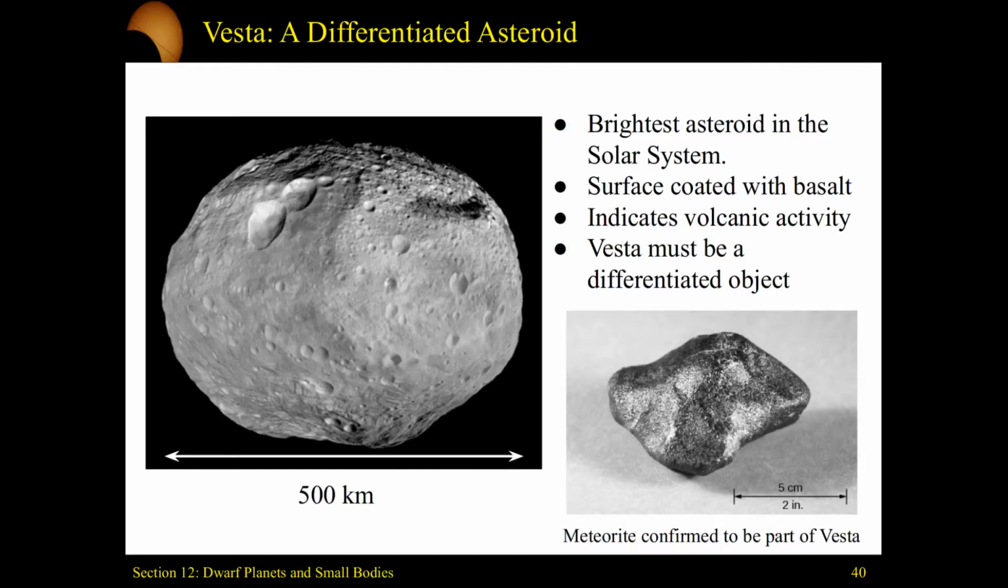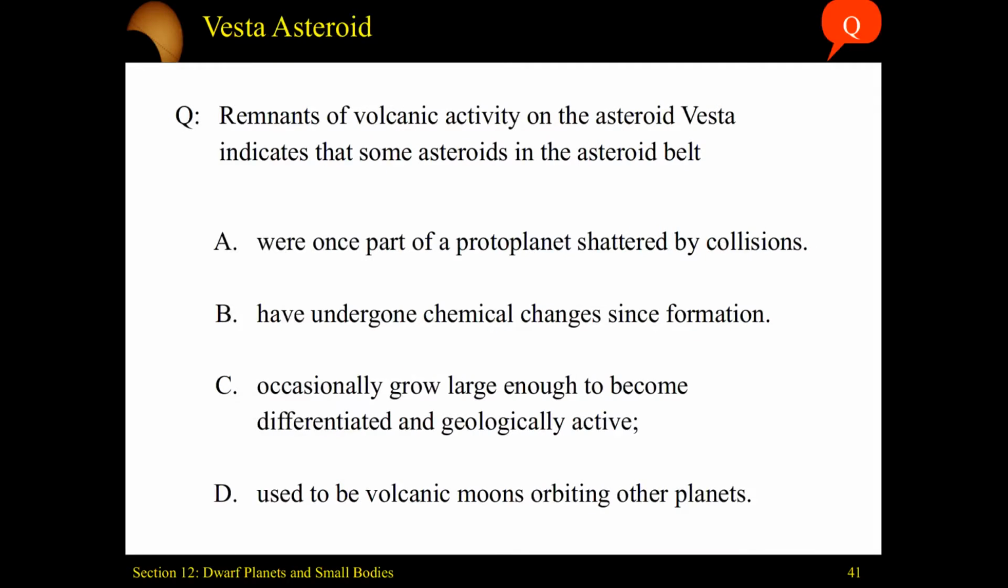So, I pose the question to you. If there's remnants of volcanic activity on this asteroid Vesta, what does that mean? What does that indicate about it? So, as always, pause the video, think about it for a little bit, and come right back.